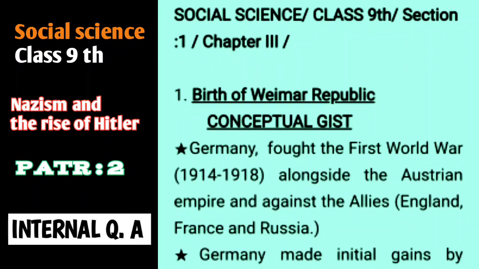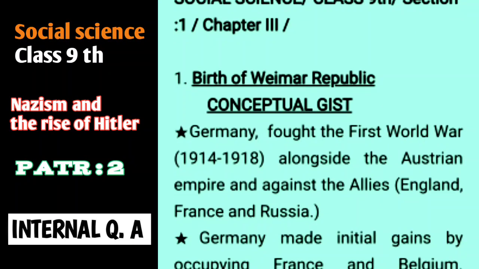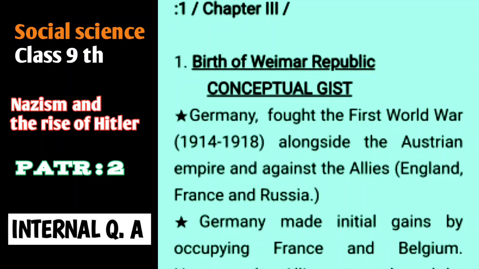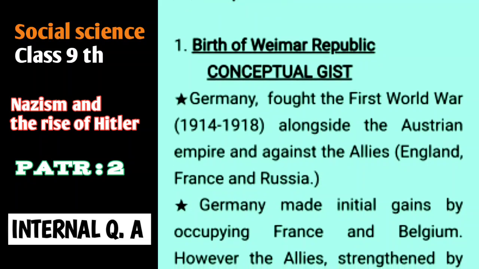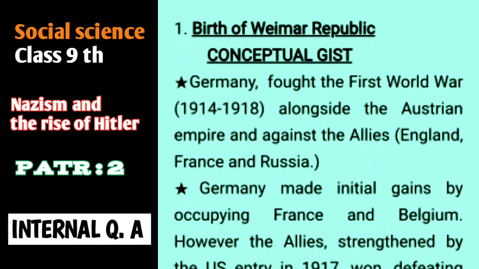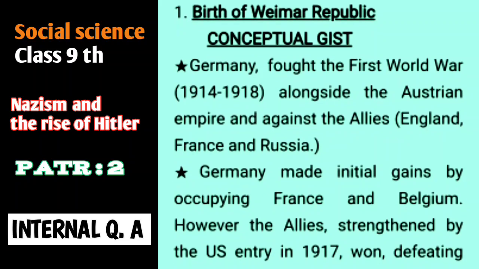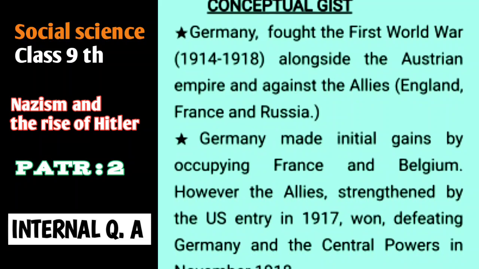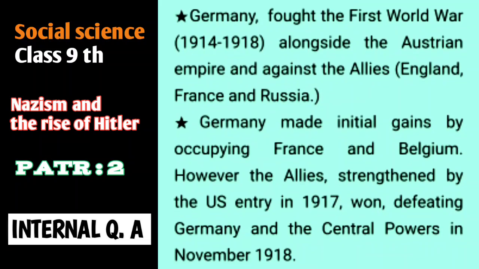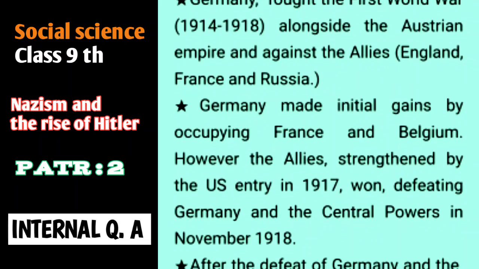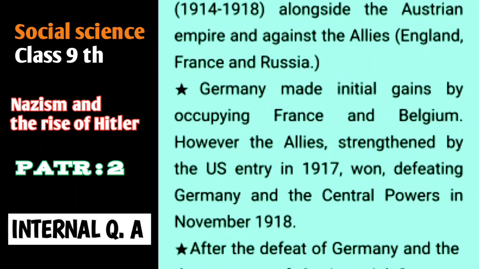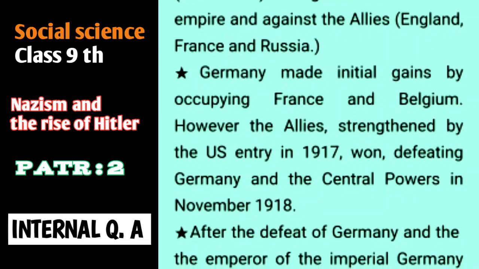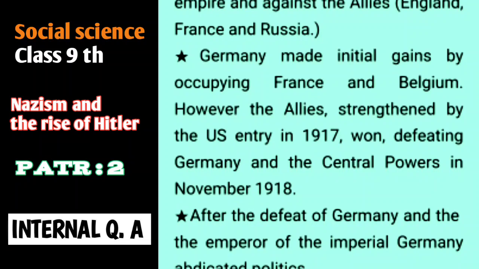This video represents part 2 of chapter 3 titled Nazism and the Rise of Hitler. Here the topic under discussion is Birth of Weimar Republic. Here is the conceptual gist. Germany fought the First World War alongside the Austrian Empire and against the Allies, which included England, France and Russia.